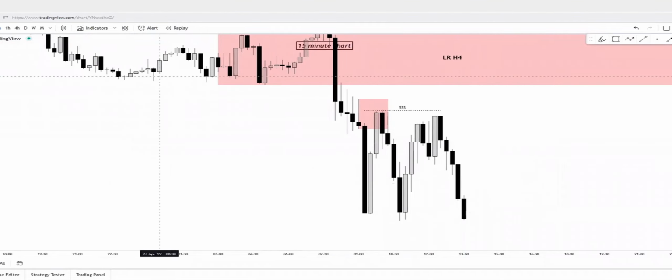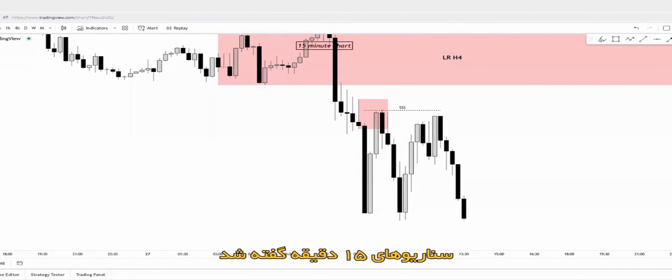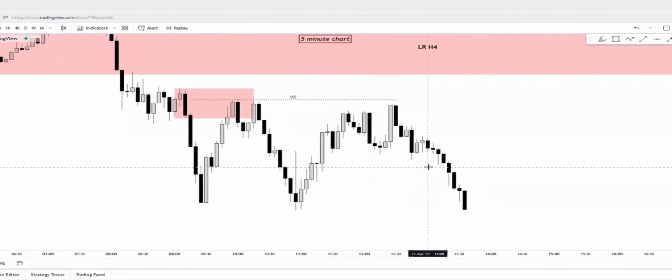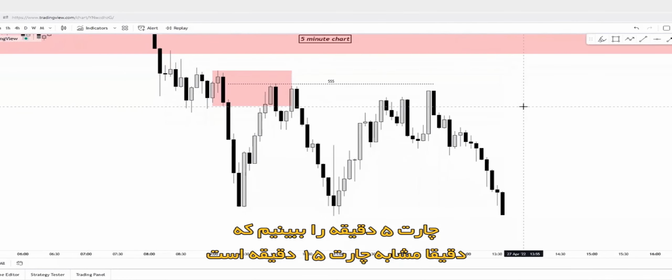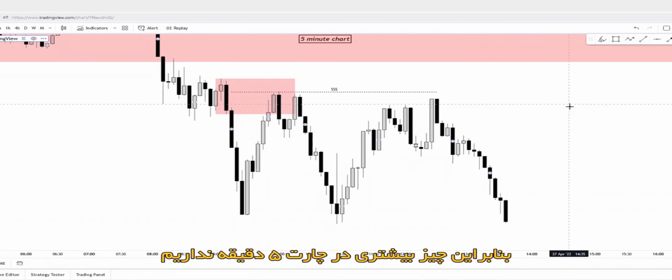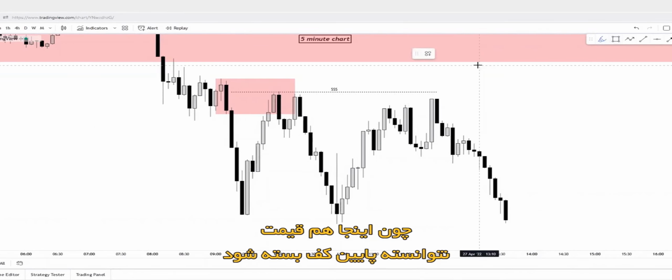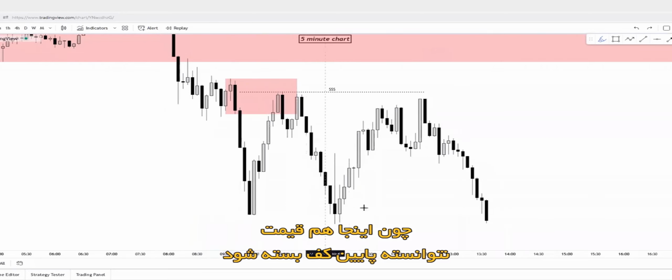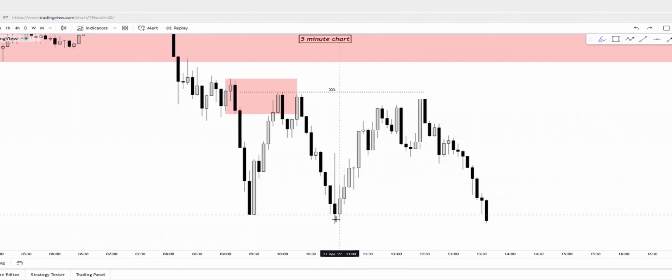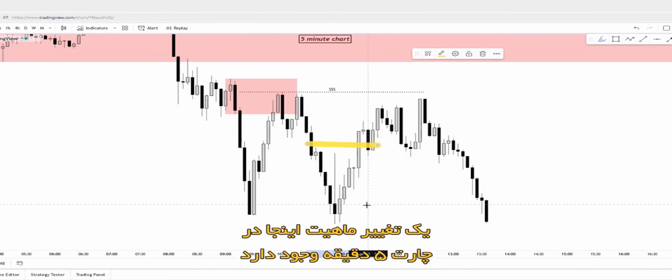So 15-minute scenarios have been shared. Let's see the 5-minute chart, which is exactly the same as the 15-minute chart. There's nothing much about the 5-minute chart that's different, because as you can see, the 5-minute chart couldn't even break below the low point here. This was just a wick below. And there was a change of character to the upside here on the 5-minute chart.